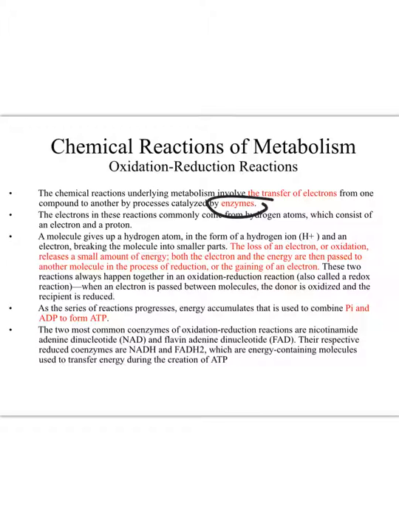And the terminology you need to know is that when you give up an electron, you have been oxidized. You're going to become more positive. When you've gained an electron, you have been reduced, and you are now more negative. So some people like to use the little saying, OIL RIG: oxidation is losing, reduction is gaining, if that helps.